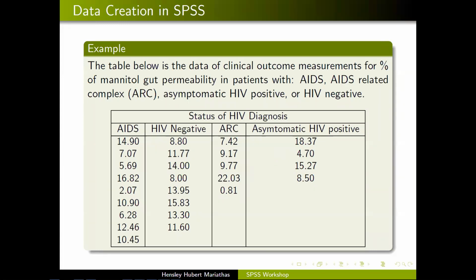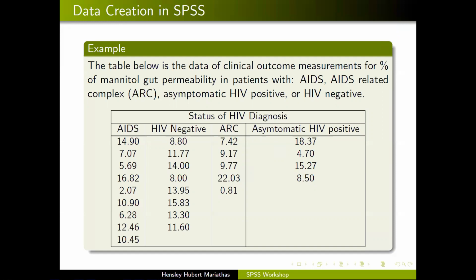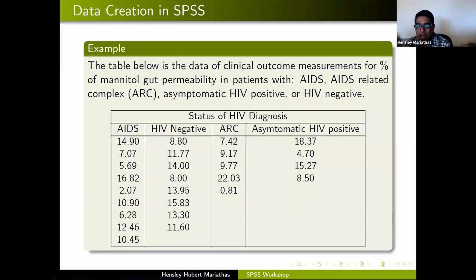So what are these four variables? There is the status of HIV diagnosis, right? The status of HIV diagnosis has 4 levels, right? So AIDS, HIV negative, HIV positive, and ARC. So in this case, you need only 2 columns, right? One for the measurements and one for the status of HIV diagnosis. Am I right?